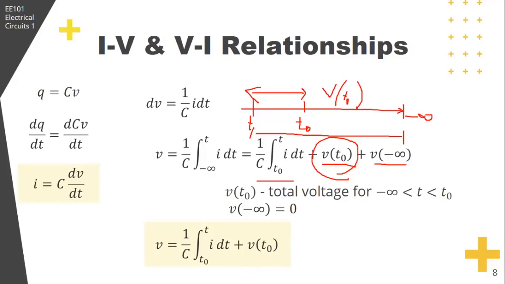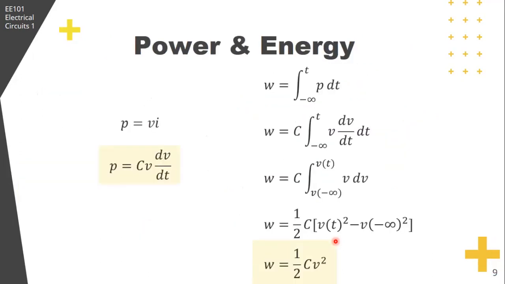Then another thing to note here is the presence of the initial voltage of the capacitor. It means that the capacitor voltage depends on the past history of the capacitor current. Hence, we can conclude that the capacitor has memory. This property of the capacitor is actually exploited. But anyway, let's proceed.